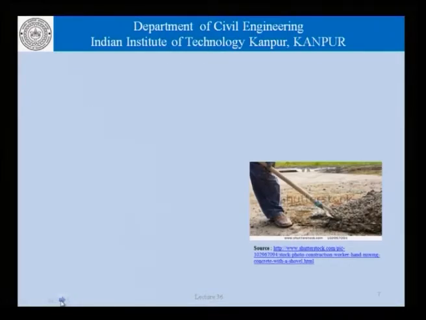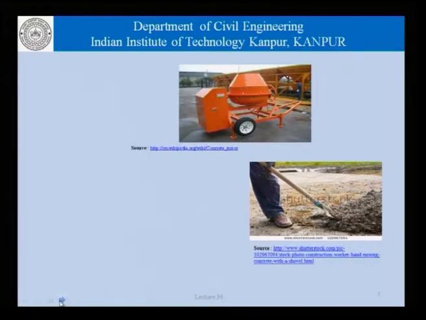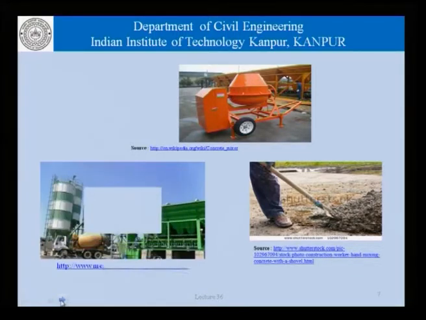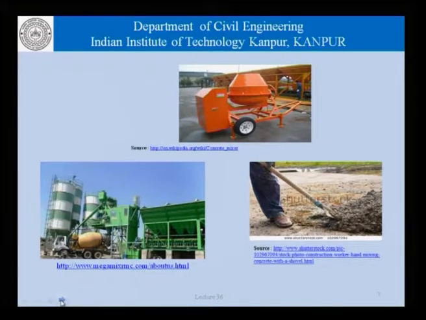Now, this picture here shows the concrete being mixed by hand, and the person is using basically a shovel to keep mixing the concrete till, in his judgment, the concrete attains a homogeneous look. This is an example of a mixer that we sometimes use in the lab for laboratory scale studies. This here is a plant operation for producing ready mix concrete.